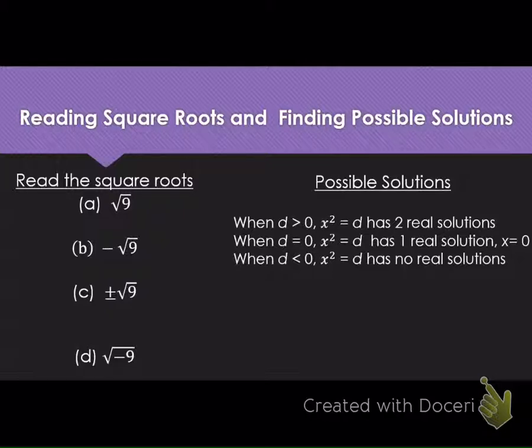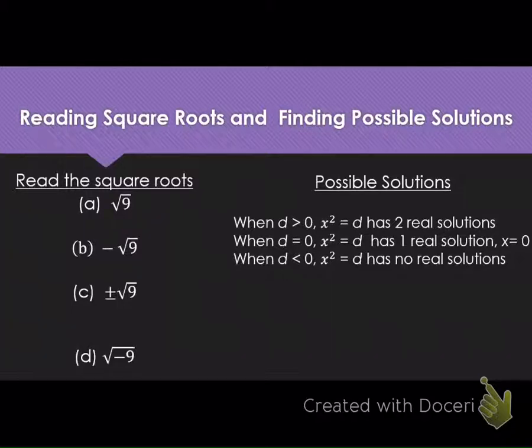So just by looking at the problem, I'm going to be able to tell how many answers I'm supposed to have. What happens when D equals 0? When x squared is set equal to 0, there's one real solution. And then when D is less than 0, what kind of numbers are less than 0? Negative numbers. So anytime your x squared is isolated and set equal to a negative number, there are no solutions.